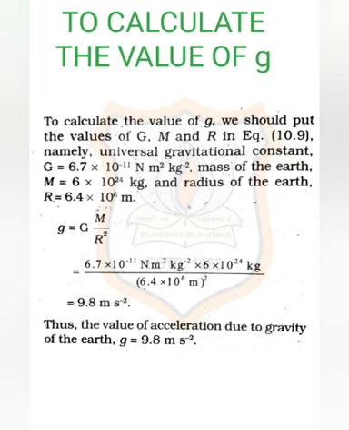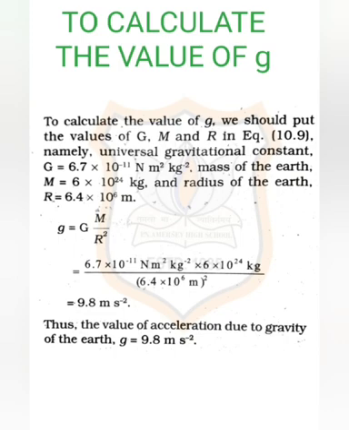Now to calculate the value of g, that is the acceleration due to gravity, we should put the values of capital G, the gravitational constant, capital M, the mass of the earth, and R, the radius of the earth. The universal gravitational constant G is 6.7 into 10 to the power minus 11 Newton meter square per kg square. The mass of the earth, capital M, is 6 into 10 to the power 24 kg, and the radius of the earth, capital R, is equal to 6.4 into 10 to the power 6 meter.